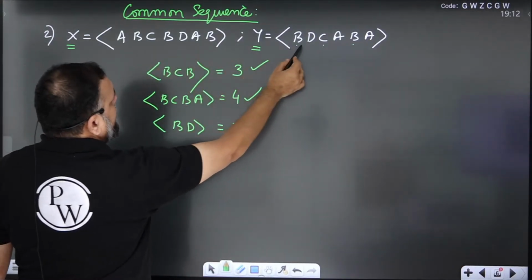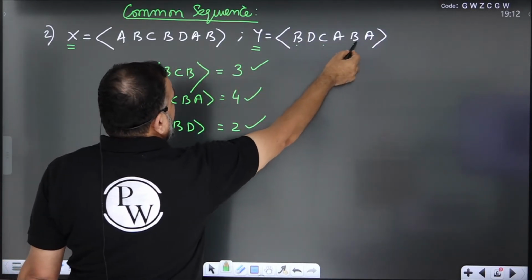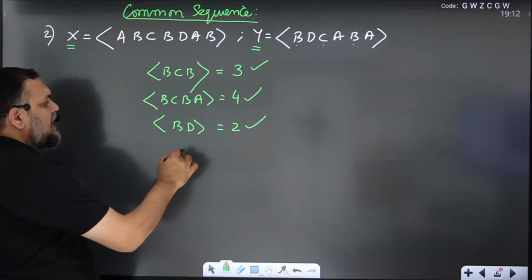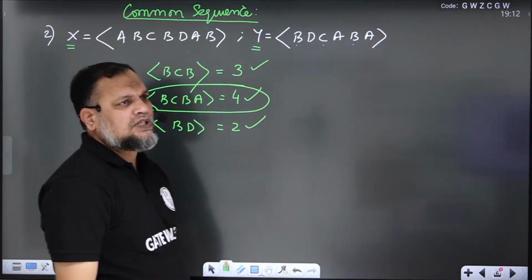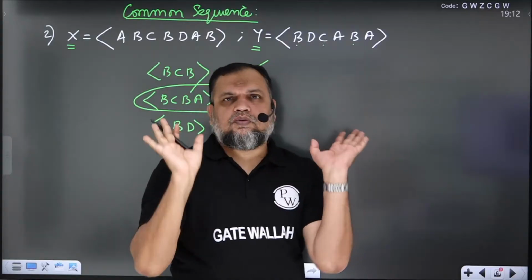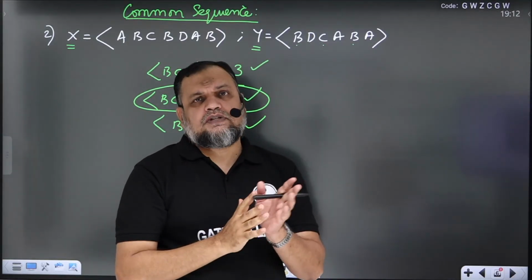If you start with BC, yes, I can have BC, BA. BC, BA, B is there, but BC, BA, B is not there. So therefore, the maximum common subsequence is of length 4 for these two strings x and y. The maximum possible is 4 for this, right? And that is what is called longest common subsequence.